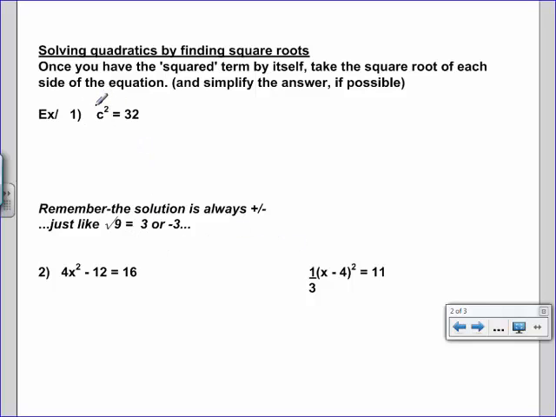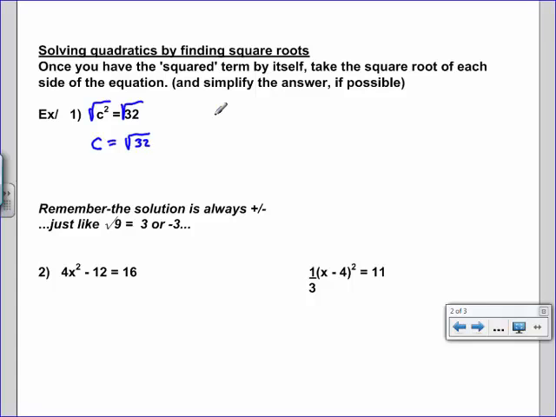Now, if you want to find out what c is, we learned that the square root and the square operation cancel each other out. So if you take the square root of c squared, and what you do to one side of an equation, you do to the other, and the square root of c squared is simply c equals the square root of 32.